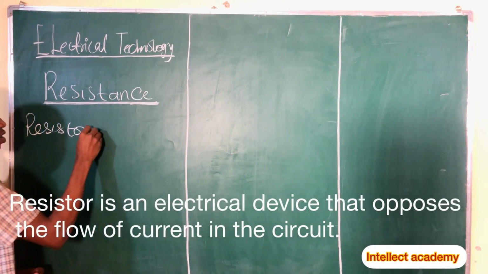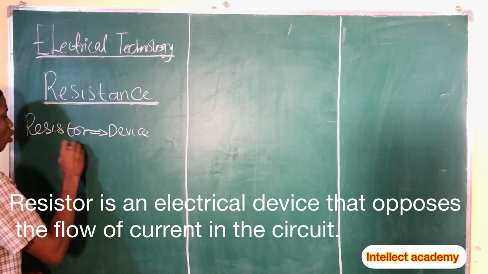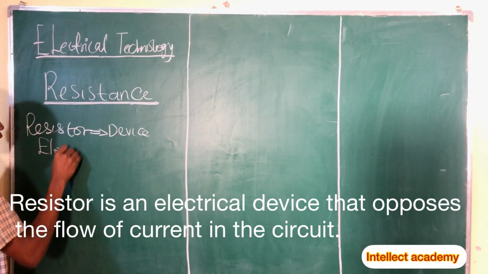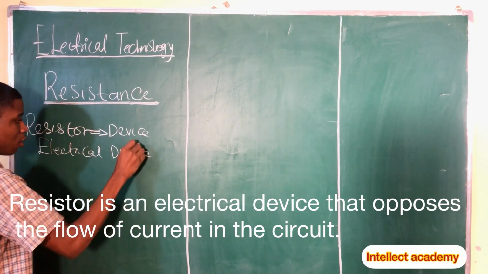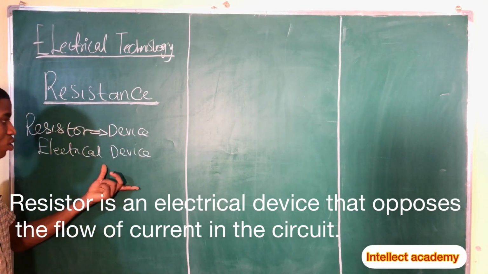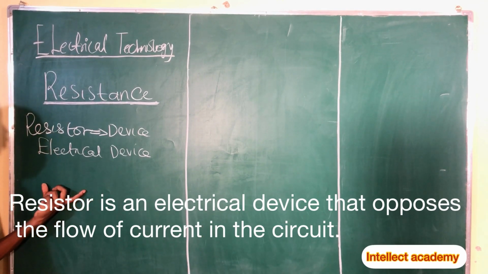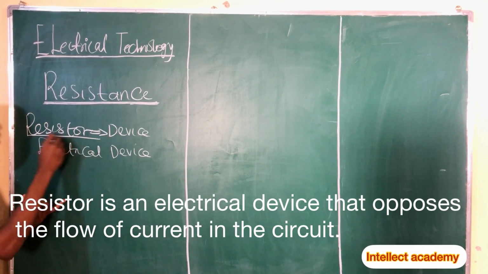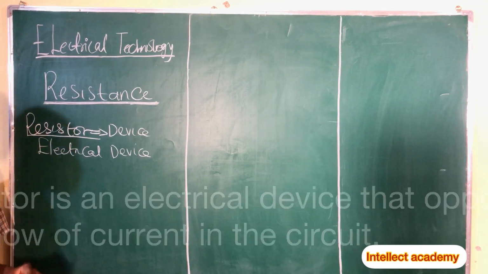So the resistor is the device, which is an electronic or electrical device that opposes the current. So take note, the resistor is the device that opposes the flow of current.